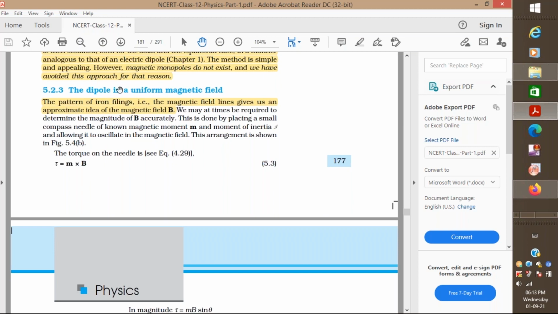So today we'll start with this topic, the dipole in a uniform magnetic field. This is a topic similar to what I have already taught you in electrostatics, like the electric dipole. When you keep a magnetic dipole in a uniform magnetic field, the situation will be similar to that electrostatic case itself.